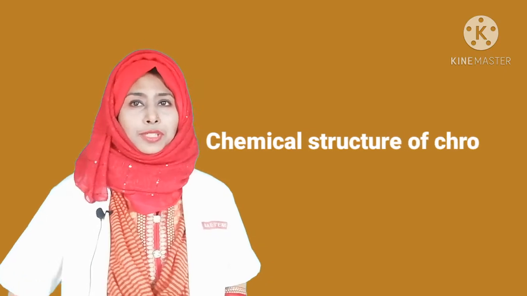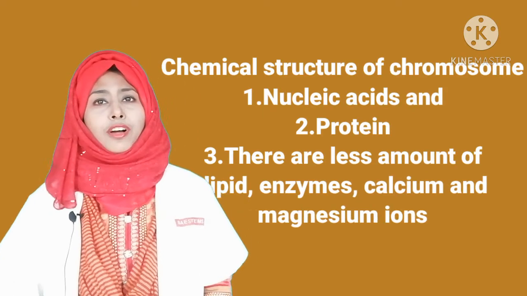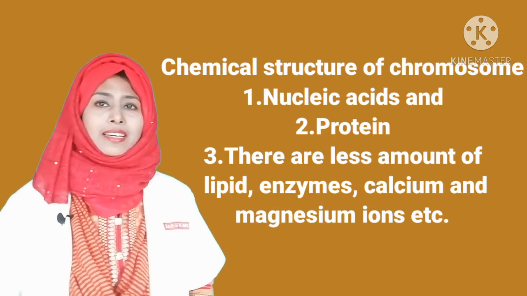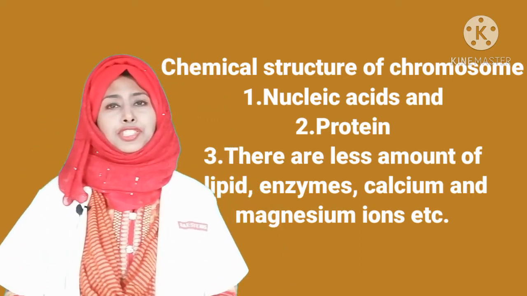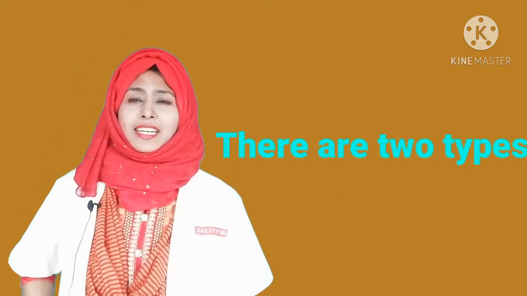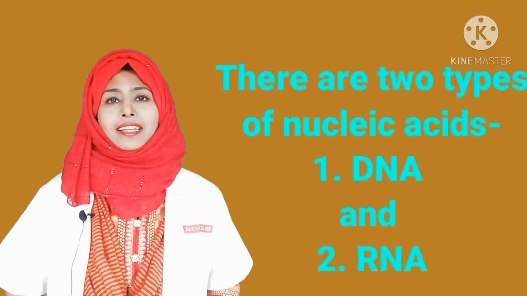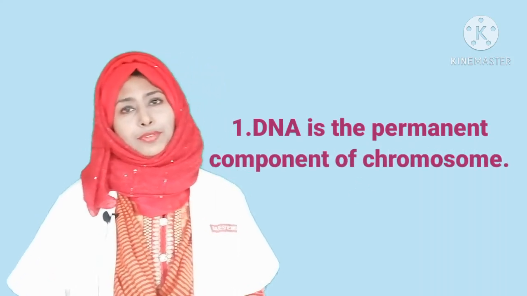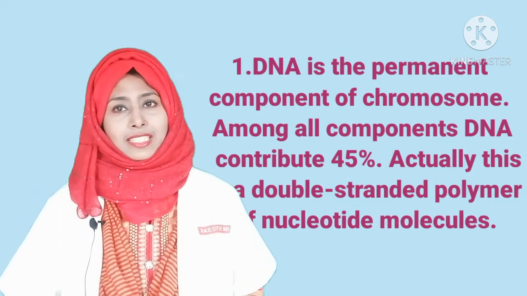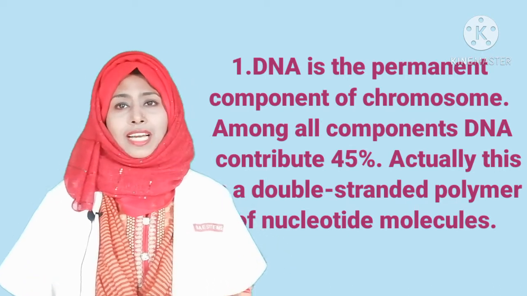Okay, now chemical structure of chromosome. Chemically, chromosomes are mainly composed of nucleic acids and protein. There are lesser amounts of lipid, enzymes, calcium and magnesium ions. There are two types of nucleic acids, DNA and RNA. DNA is the permanent component of chromosome. Among all components, DNA contributes 45%. Actually, this is a double-stranded polymer of nucleotide molecules.